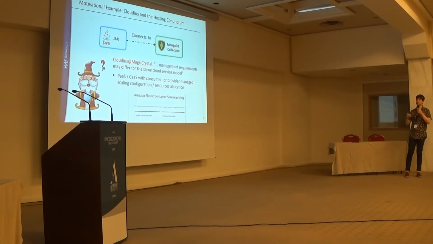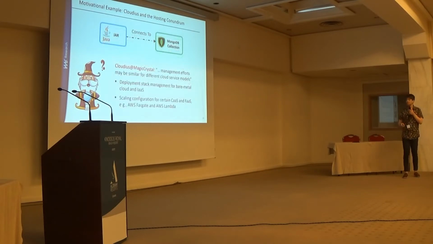Network requirements may also differ within the same cloud service model. For example, the Elastic Container Service from Amazon provides two different pricing models. We have pricing based on EC2, where we need to actually choose the type and flavor of virtual machines we want to use. And we also have the Fargate option, which is more a serverless style, where we just pick containers and they are scaled by providers. We define those containers in terms of virtual resources.